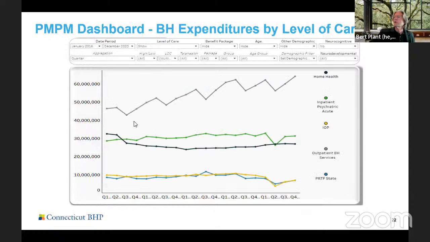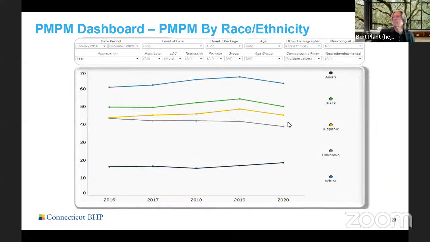We can also drill into it a bit more to look at the total expenditure by levels of care. The top line here, in case you're wondering, that is the highest in terms of total expenditure is outpatient treatment, which is kind of surprising to people. It has a low rate, but it's the most predominantly used service for behavioral health. And so we can track different levels of care, and we can sort by higher, lower levels of care, et cetera. And we can also disaggregate the expenditures by race and ethnicity.